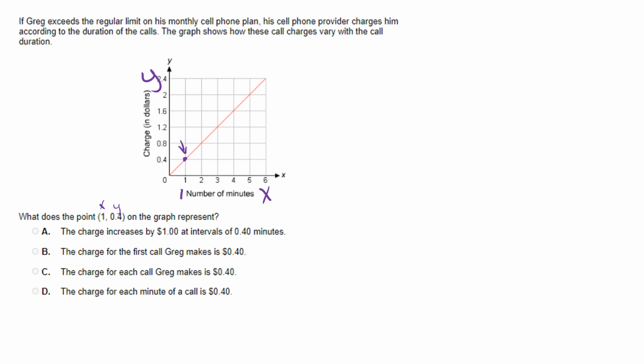So the 1 is the number of minutes. The 0.4 is the charge in dollars. So for 1 minute, I get a 40-cent charge. So the charge for each minute of a call is 40 cents. Okay, it's not for each call, it's for the number of minutes. That's why it can't be either of these.